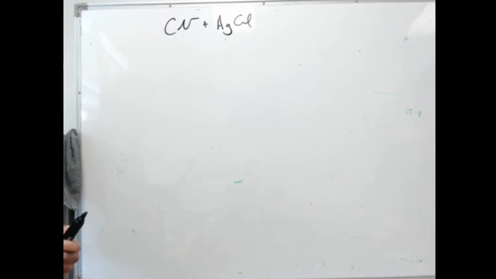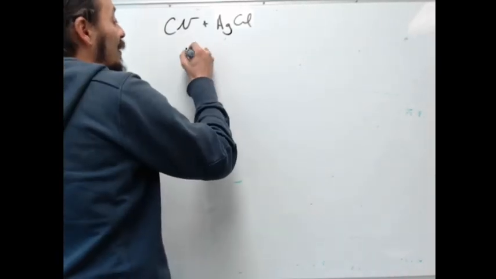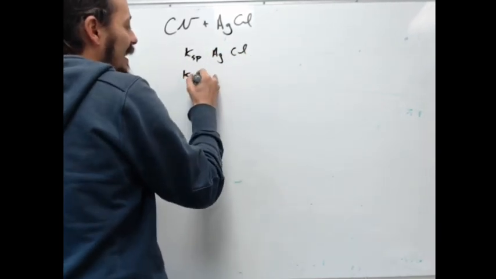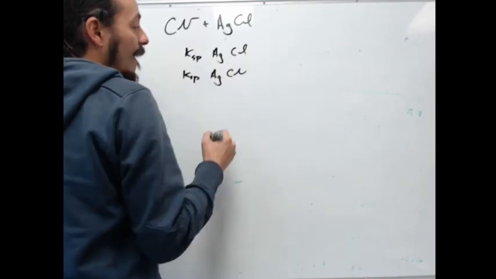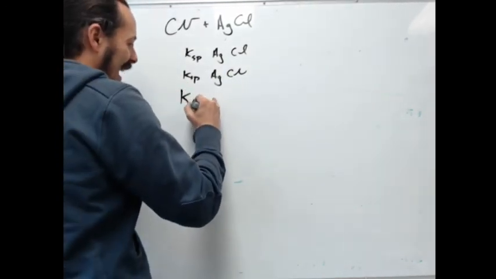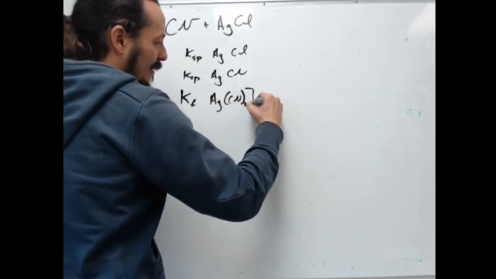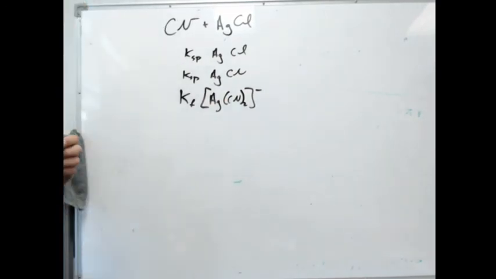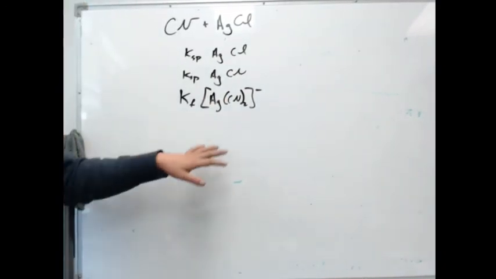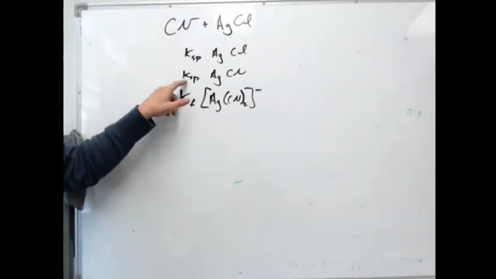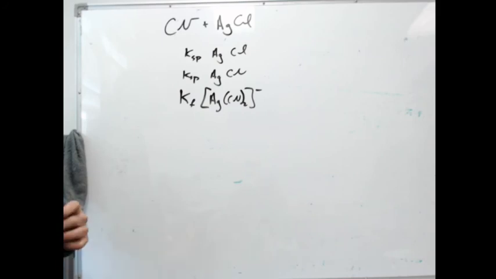Do you need the KSP with AgCl and AgCN? Yeah. Oh, it's even more than that. So we've got the KSP of AgCl. We can look at the KSP of AgCN, but really we've got a KF of Ag(CN)2 minus. So there is this thing that is very likely to form. I'm not even sure if there's a KSP for AgCN.